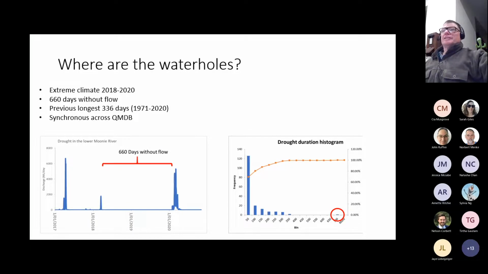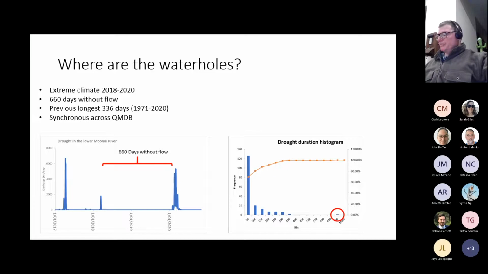So the first of our questions, where are the waterholes? We took advantage of the fact that we went through a regional-wide extreme drought in 2018 to 2020 to map where the most persistent waterholes are throughout the whole of the Queensland Murray-Darling. Now this drought was quite bad everywhere, but in some places it was very severe. Like, for example, this gauge from the lower Moonie, the previous longest drought on record was about 300 days, and this one was about 600 days.